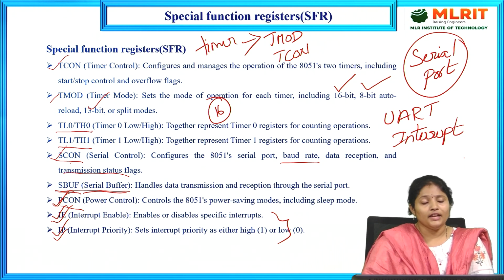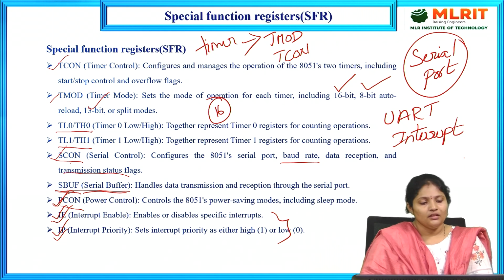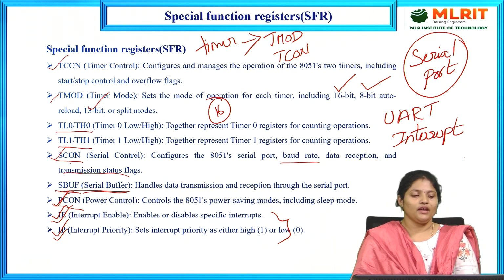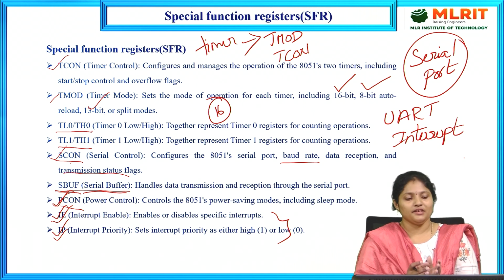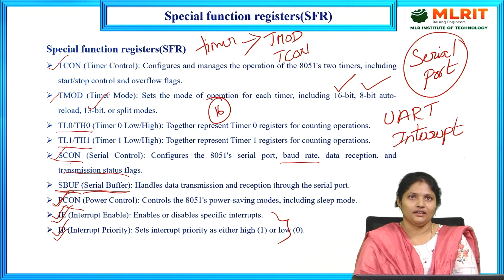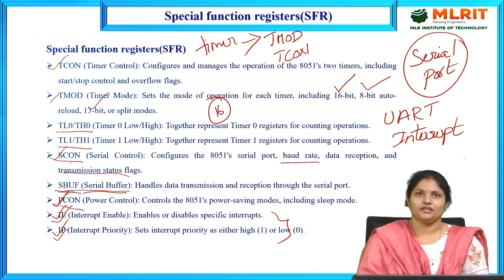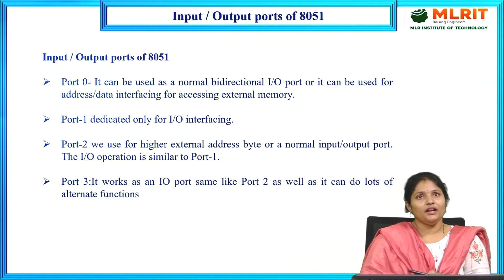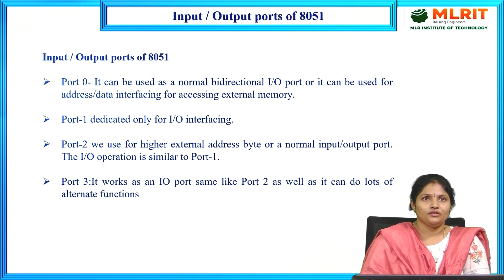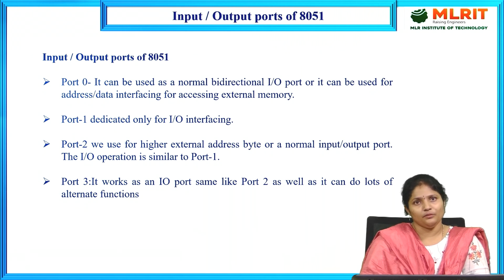So these are all the important SFRs, special function registers, present in the 8051. As we are dealing with the timers, serial port and interrupts, I will be explaining them in detail with their original register sets. So coming to the input output ports of the 8051, there are 4 input output ports: port 0, port 1, port 2 and port 3. Usually all these ports can be used as general purpose input output ports, for taking inputs or for sending outputs.